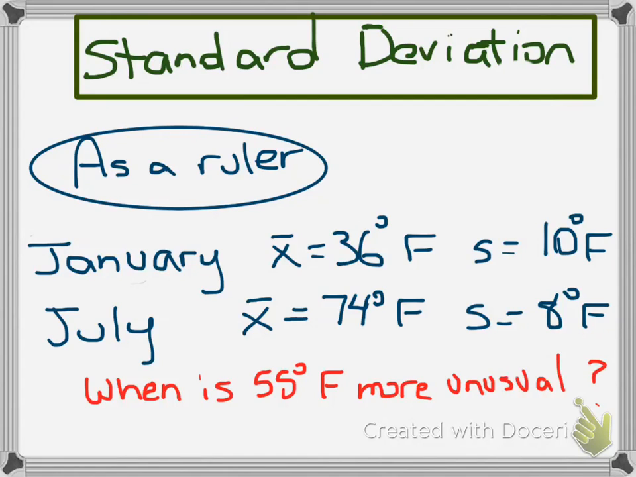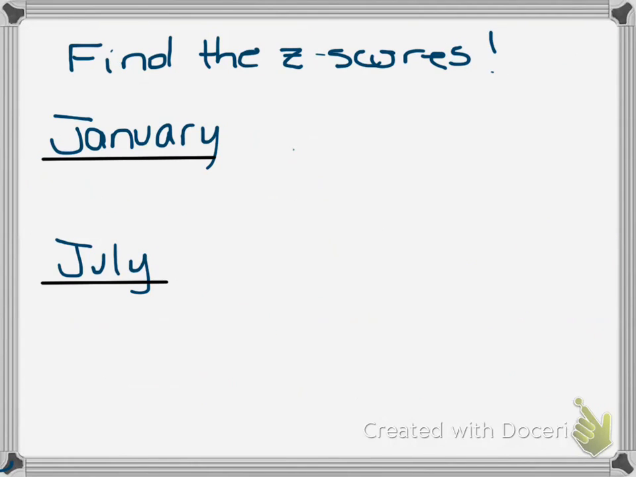In each of those months, there was a day when the temperature had a high of 55 degrees Fahrenheit. In which of those months was it more unusual to have that happen? So in order to answer that question, we're going to find the z-scores. So for January, z is going to be equal to 55 minus the mean divided by the standard deviation, which is 10, and that gives us a z-score of 1.9.